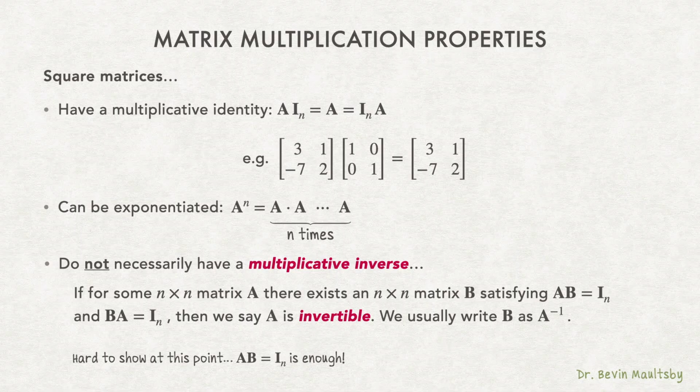Here I've written that AB and BA must both be the identity matrix, but actually it's enough to just know that AB is the identity matrix. You don't really need to check BA, but proving that is hard at this point in our discussion.